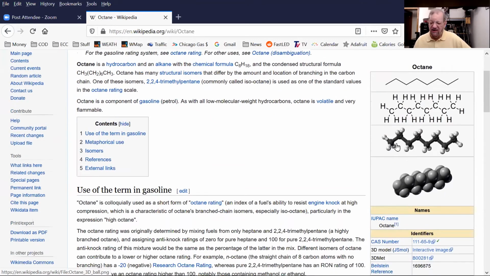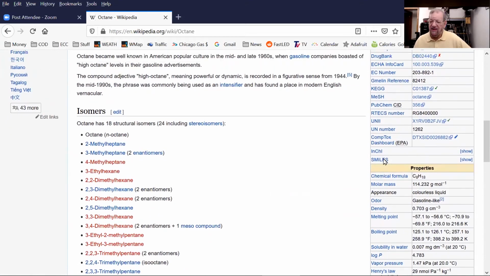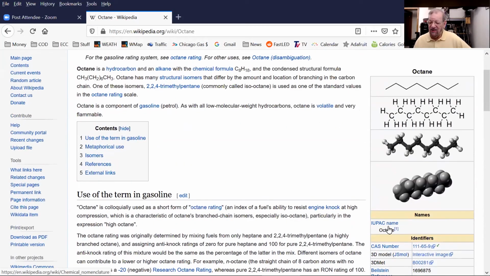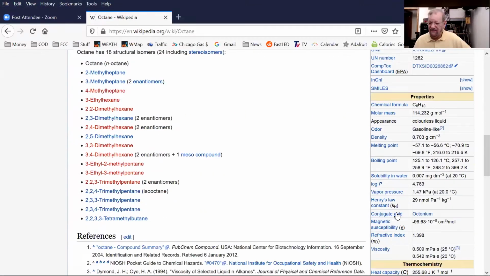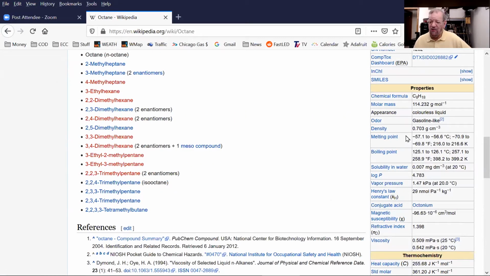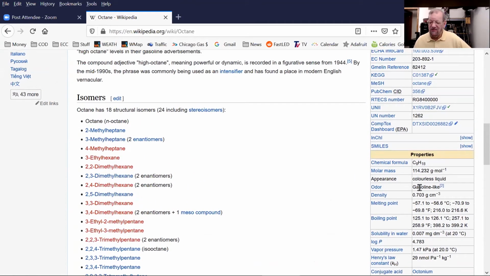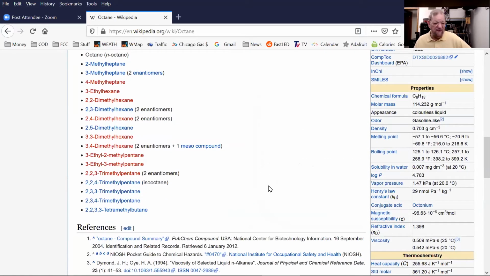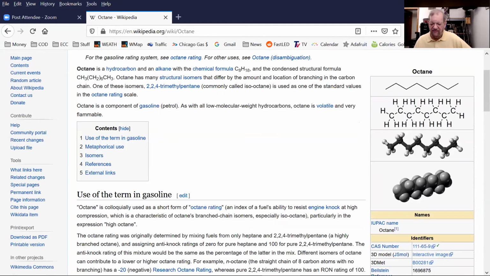But if you look here, they have useful information, such as the IUPAC name, density, odor, boiling point. Oh, isn't that unusual? Gasoline, odor of octane smells like gasoline. That's because a good part of gasoline is isomers of octane. Here's the boiling point and melting point and different important information. So what I wanted to show you was, if you go to Wikipedia for things on organic chemistry, you can trust it.